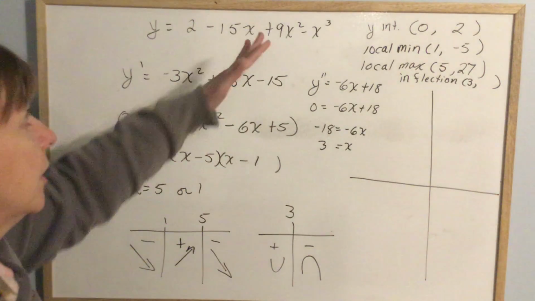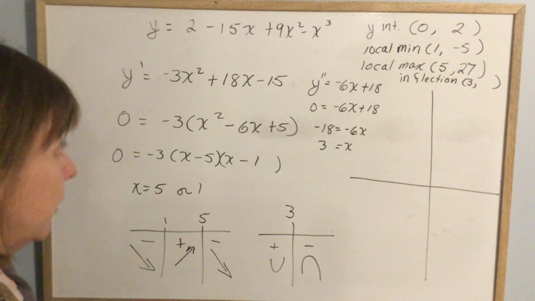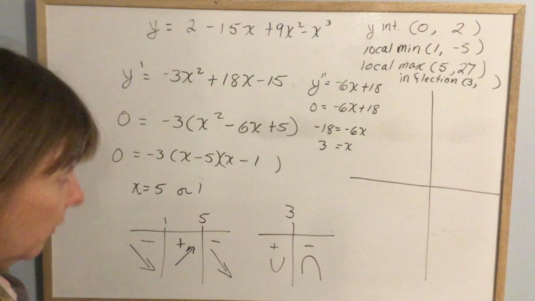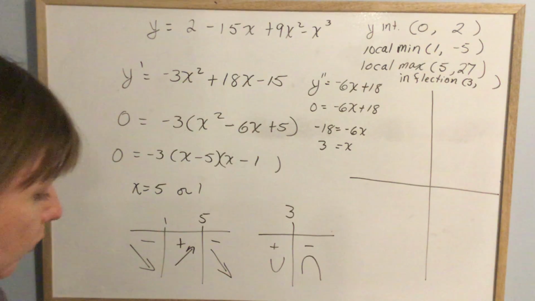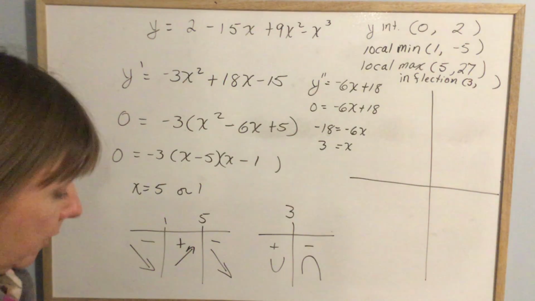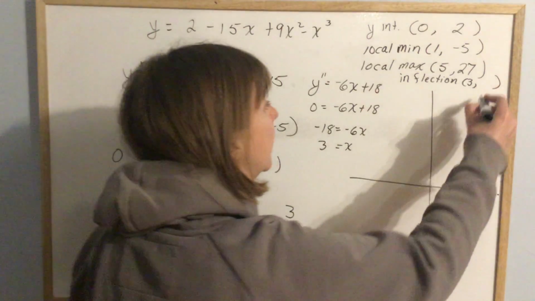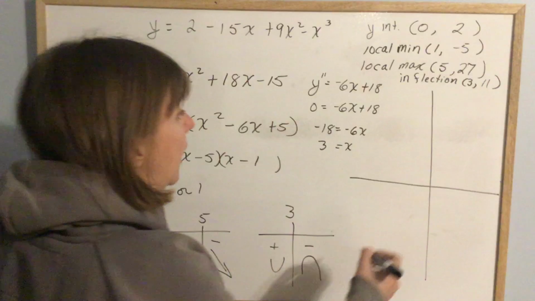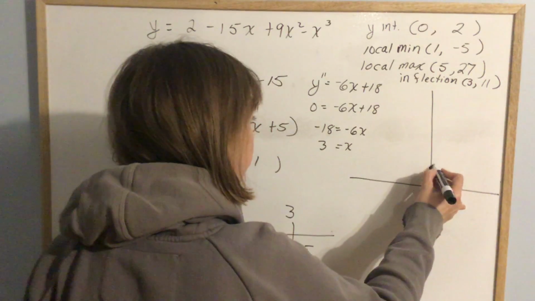So again, I'm going to need to put that in here. 2 minus 15 times 3, which is 45, plus 3 squared is 9. 9 times 9 is 81, minus 3 cubed, which is 27. So I get 11. So I have a y-intercept at 0 and 1, 2.